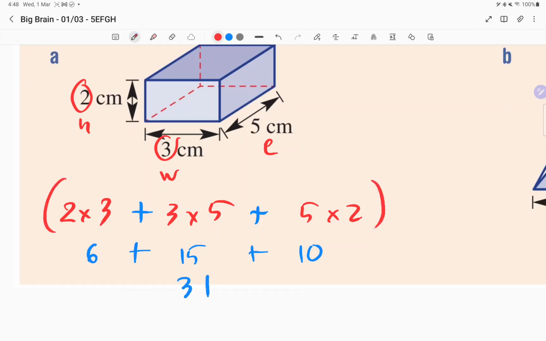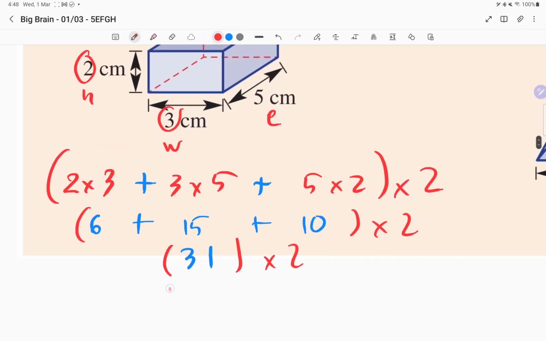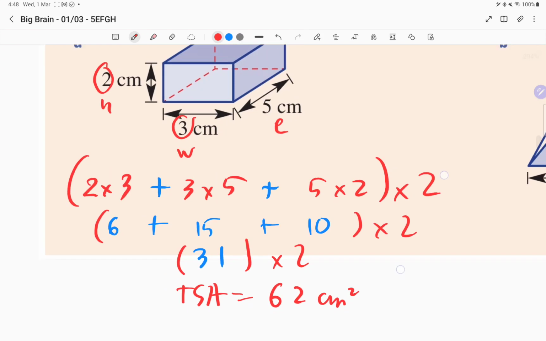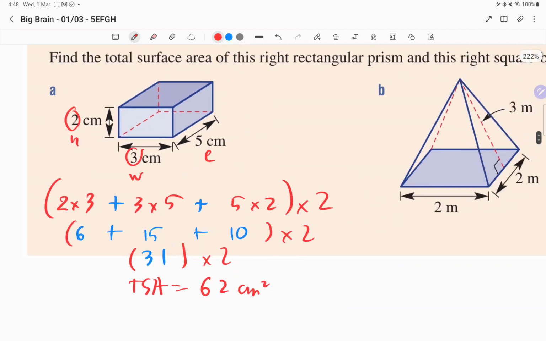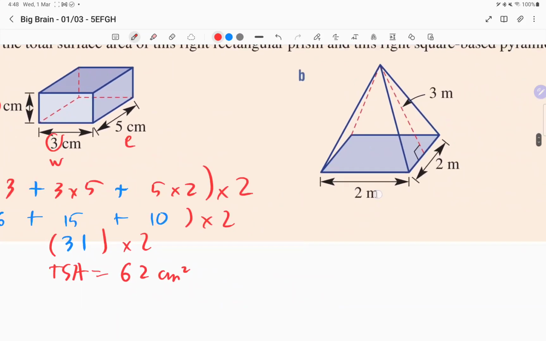Yes, correct. Very good. There are 2 of each side, so just times the final result by 2. So the total surface area would be 31 times 2, 62. Note down the unit, centimeter squared. Okay, any question? No? Okay, that one's easy so far.